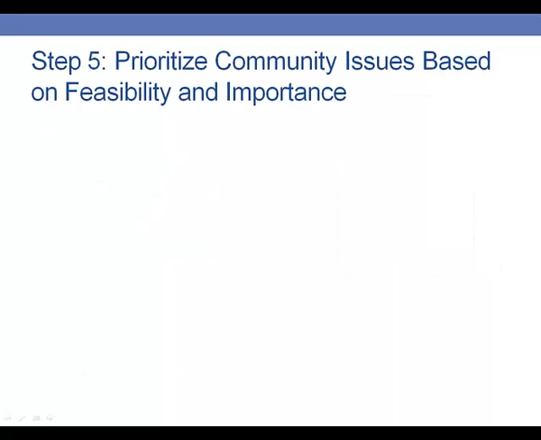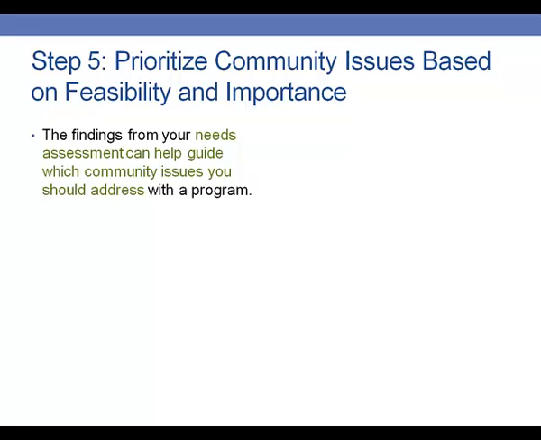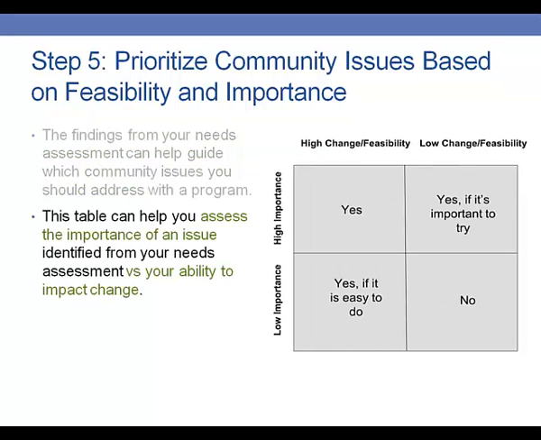Step 5 is to prioritize the community issues that you want to tackle based on your feasibility assessment and how your community needs assessment has let you know whether or not your community believes that issue to be important. The findings from your needs assessment help to guide those issues that your community thinks you should address in a program. But this table can help you assess the importance of the issue versus your ability to actually impact change. Let's look at this more closely.